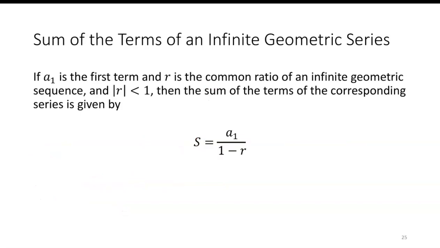Well, in the case that you're taking an infinite number of terms, like if you want to add up every single possible term that ever existed for this sequence, it's actually a simpler formula. It comes out to be a sub 1 divided by 1 minus r. The requirement is that r has to be between -1 and +1, but otherwise it could be anything in between there.